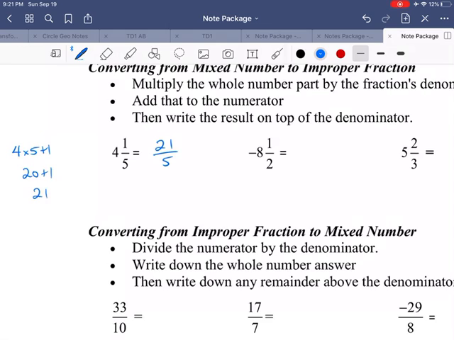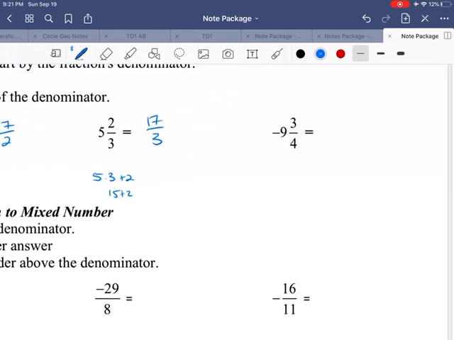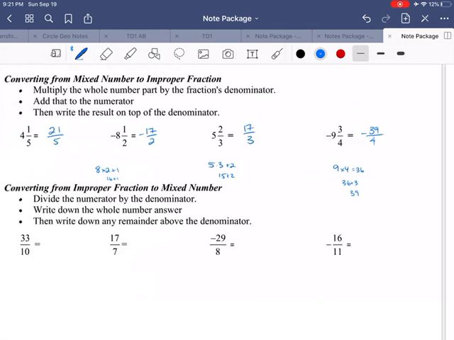8 times 2 plus 1. 8 times 2 is 16. 16 plus 1 is 17 over 2, and it's still negative. Don't forget that. 5 times 3 plus 2 is 15 plus 2 is 17 thirds. And one more. 9 times 4 is 36, and 36 plus 3 is 39. So negative 39 over 4.